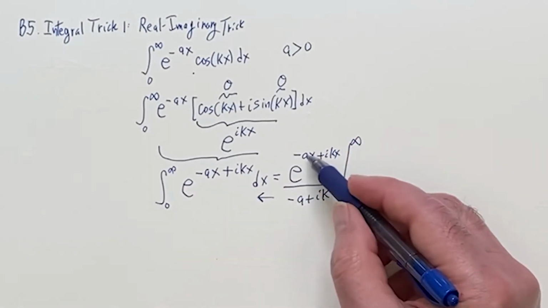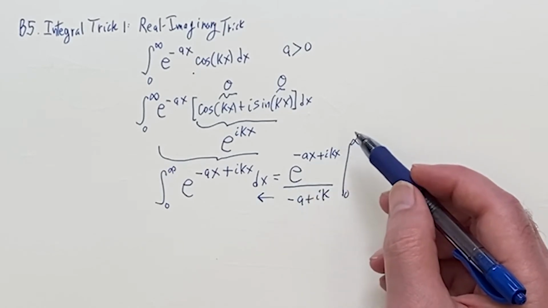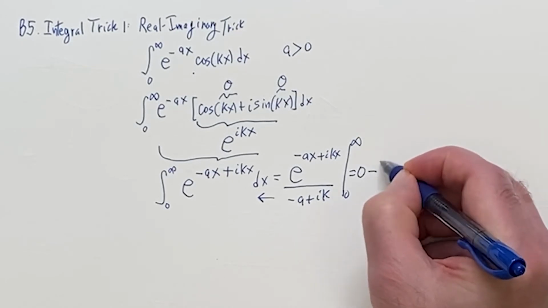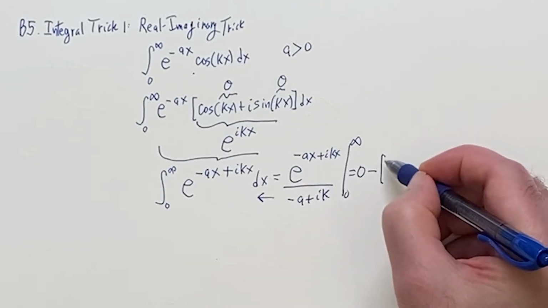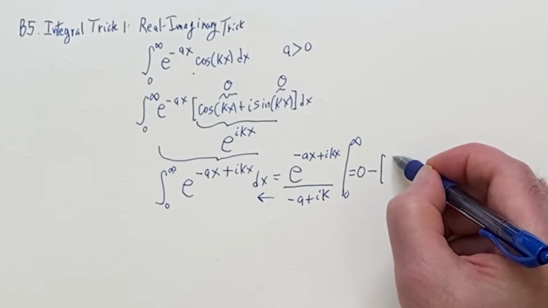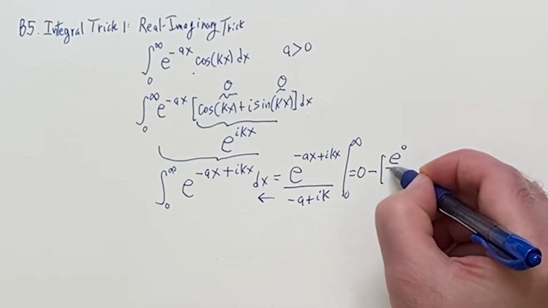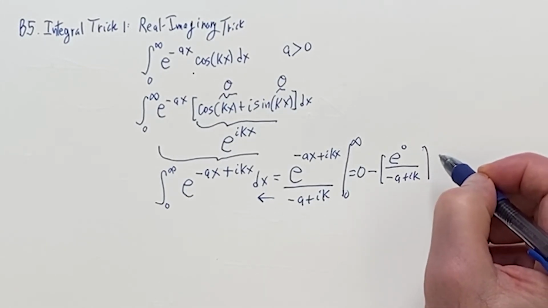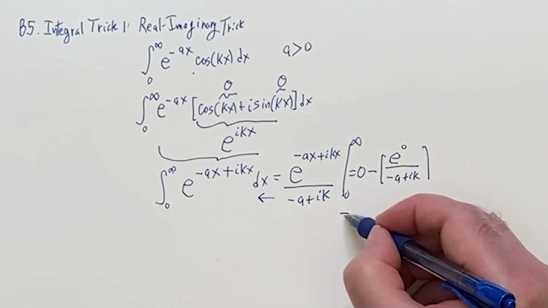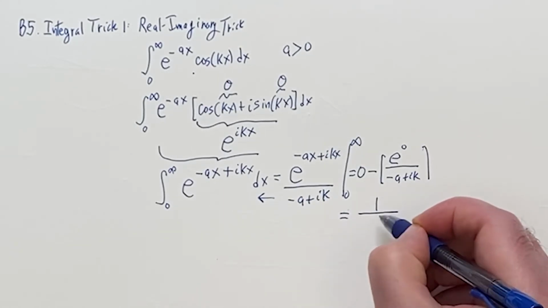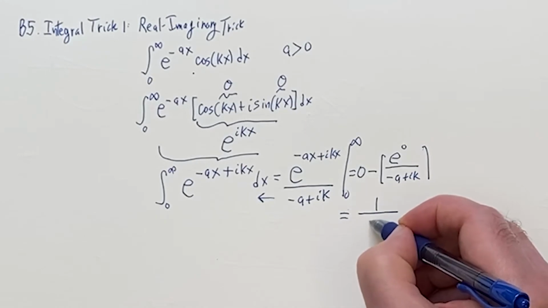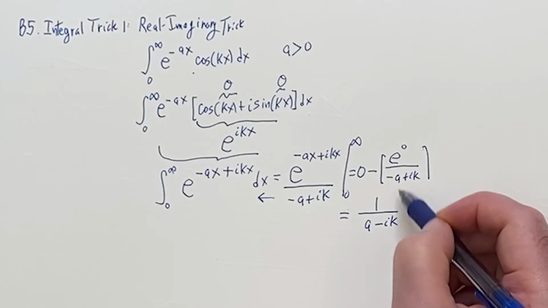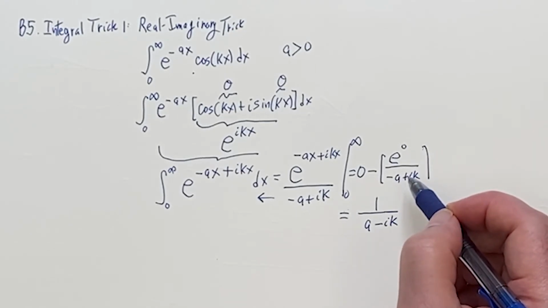Now when you put in infinity, e to the minus infinity is going to be 0. So you're going to get 0 and then minus. When you put in the 0, you'll have e to the 0 over minus a plus ik. And that's going to be real easy. That's going to be 1 over a minus ik, because the minus sign will come in and operate on that denominator.